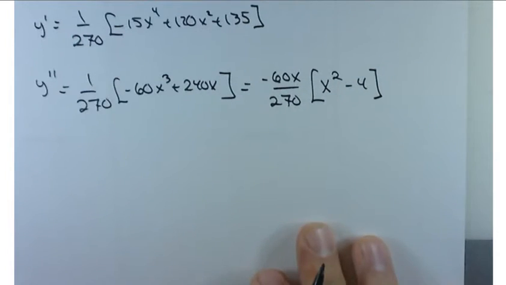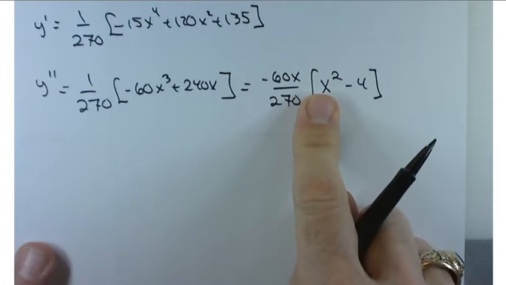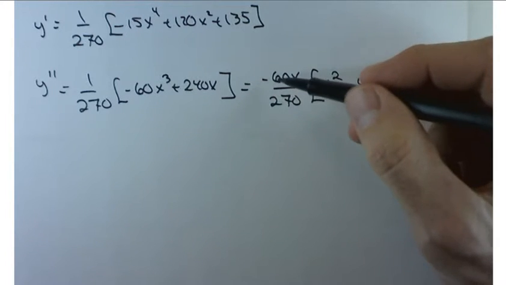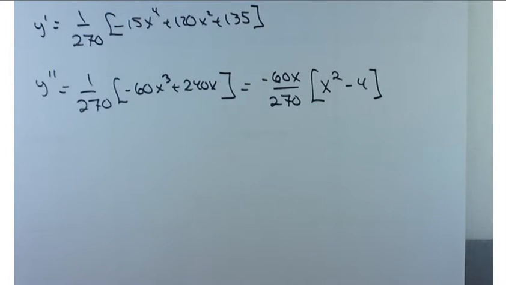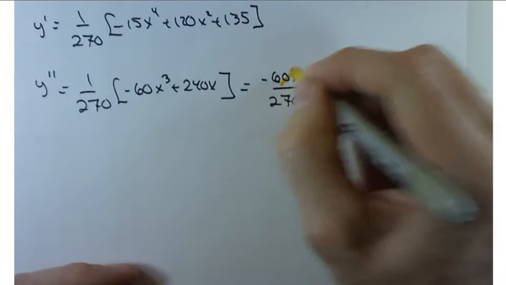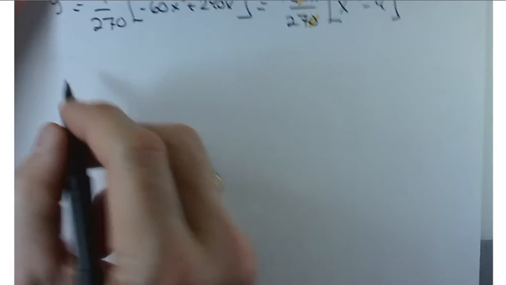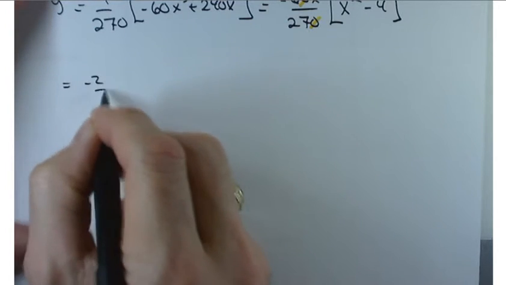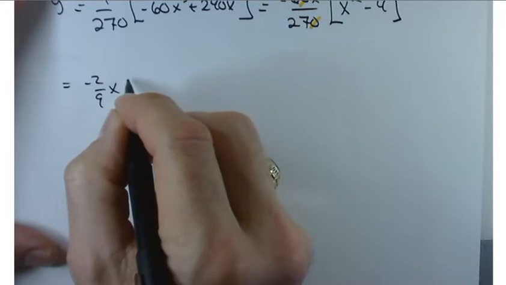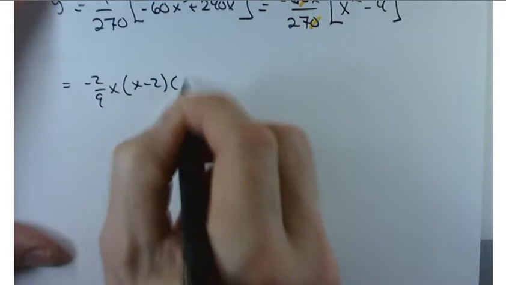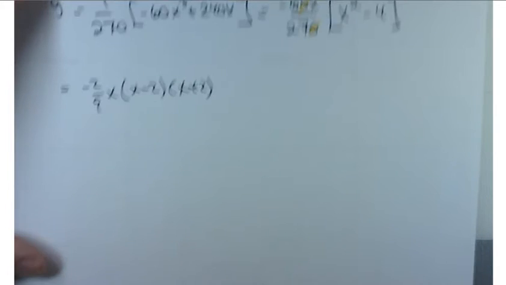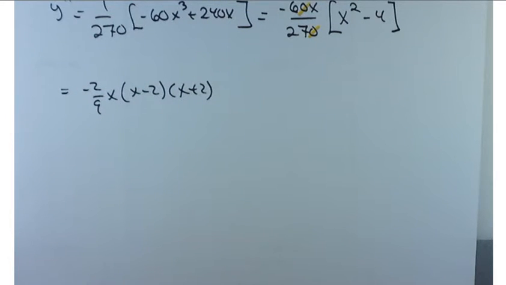Now this is going to simplify even more, right? Because 60 and 270 share some common factors. You can cancel out the trailing 0 real quick. That's like dividing by 10. And then 6 and 27 share a factor of 3. So this is negative 2/9 x times x minus 2 times x plus 2. Getting it factored is really an important step here.